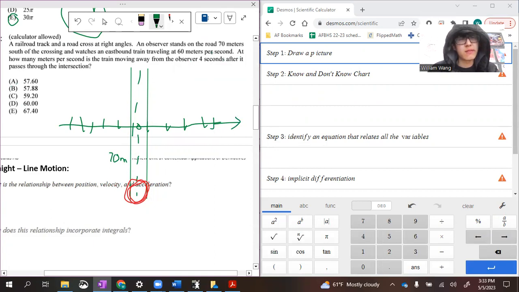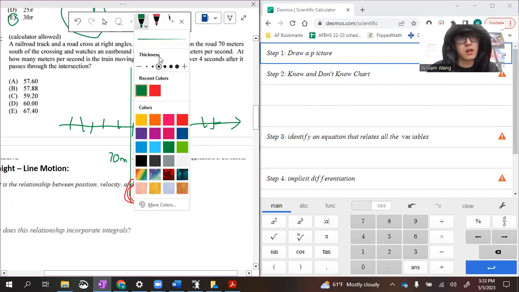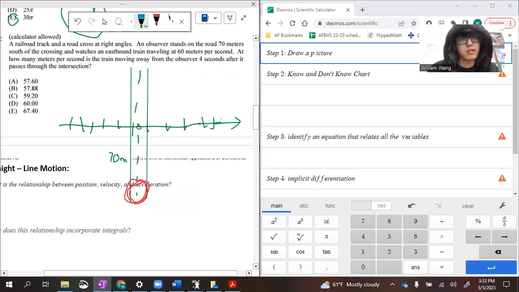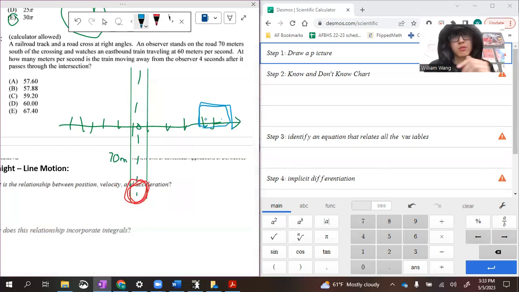Okay, the train's traveling at 60 meters per second, but I don't know where to draw the train. Where do I draw it? So I'm going to keep reading. At how many meters per second is the train moving away from the observer 4 seconds after it passes through the intersection? So the train must be over here. I'm going to draw the train in blue. That's my train in blue because it passed through the intersection.